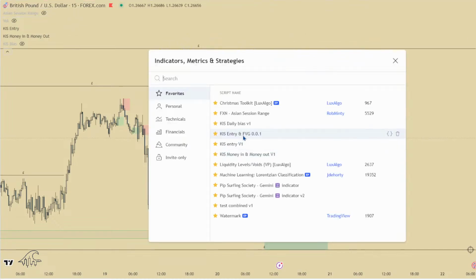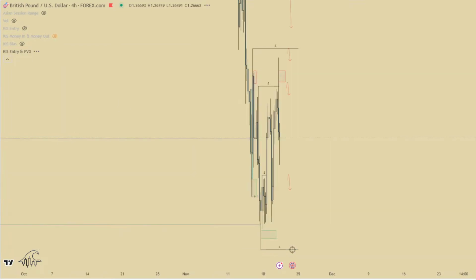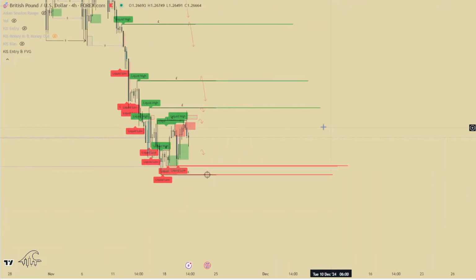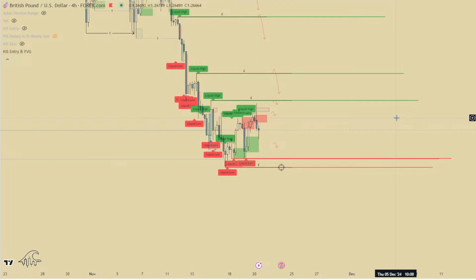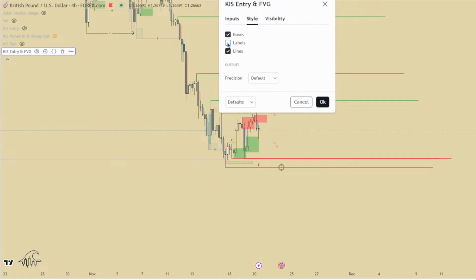So we do have this, which is like an all-in-one version of what we already have. So if I turn this off and turn this off, you'll notice that this still remains. And then go to the 4 hour, and we still have the highs and lows, which I will kindly remove the labels from.